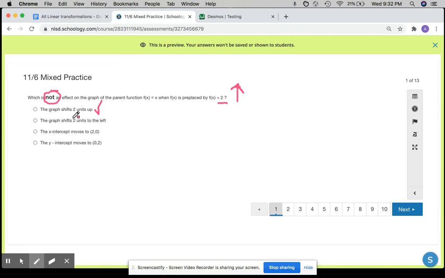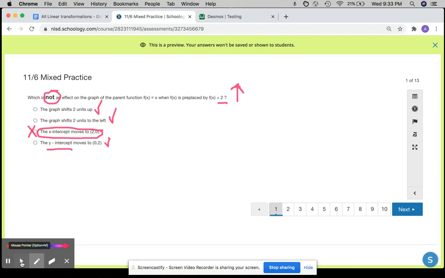part of this. The graph shifts 2 units to the left. Well, when it does shift up, it is shifting to the left. If you need to visually see that, you can graph this in the calculator. The x-intercept moves to 2, 0, or the y-intercept moves to 0, 2. We know the y-intercept is going to move to 0, 2 because it's moving up. The x-intercept, however, will not be at 2, 0. The x-intercept is moving to the left. When I move up my graph, I'm moving to the left.